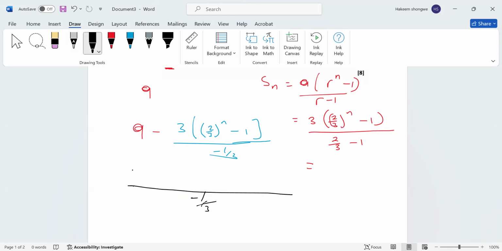So this is all over. This one is going to be minus 3, multiplied by 3/2, multiplied by 2 over 3, 2/3 to the power of n.